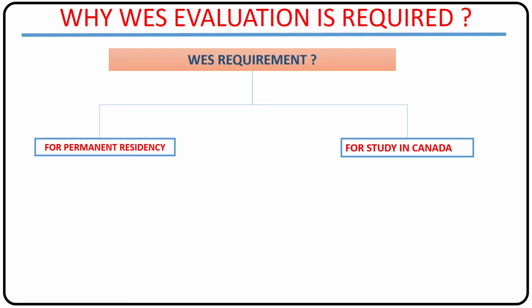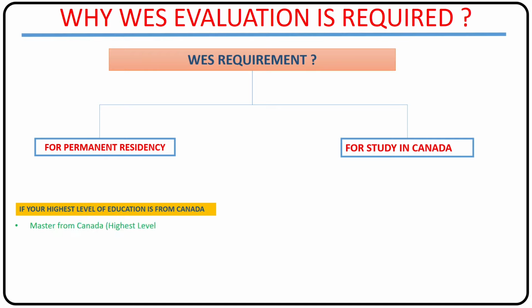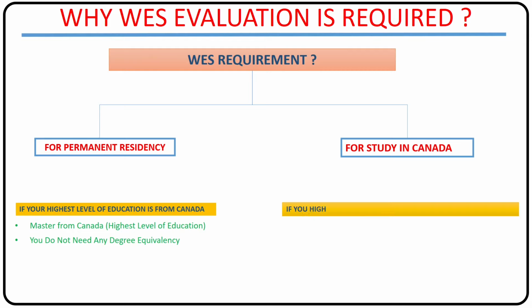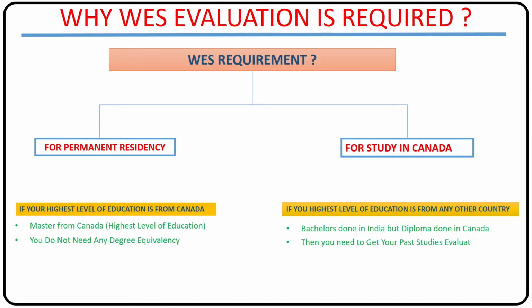If your highest level of education is from Canada, for example your highest level of education is a master's and you have done your master's from Canada, then of course you do not need any degree equivalency. But if your highest level of degree is from any other country, say for example from India, say you have done your bachelor's in India, but still you have done a diploma or any other course in Canada, you will need to get your past studies in India evaluated from WES. You will get that evaluation certificate, and that is what IRCC needs for your PR processing, whether you are applying for CEC or Federal Skilled Worker Class.